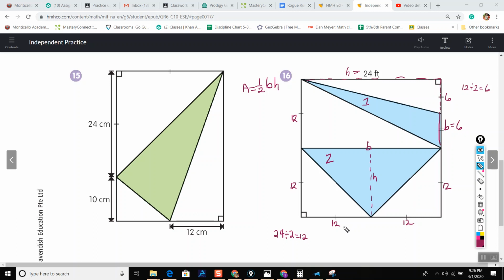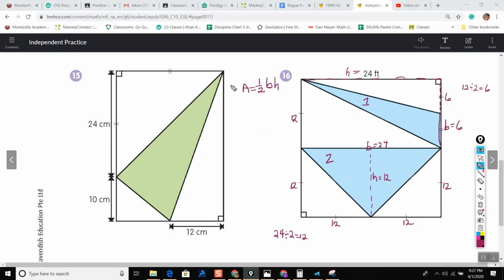Okay, so if we know that each of these are 12, then we can assume that our height here, because it takes up one of these sections, is 12. And the base here goes the whole length, and we know what the whole length is, so we know that the base of this is 24. So now we can solve for both of our triangles, and then we can add those two areas together to get the area of the shaded section.